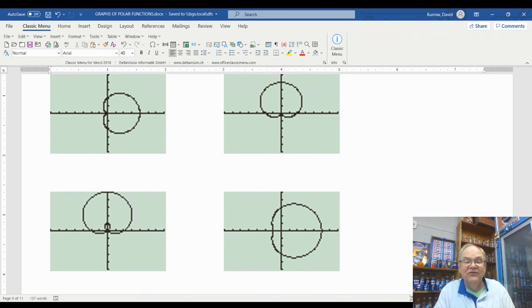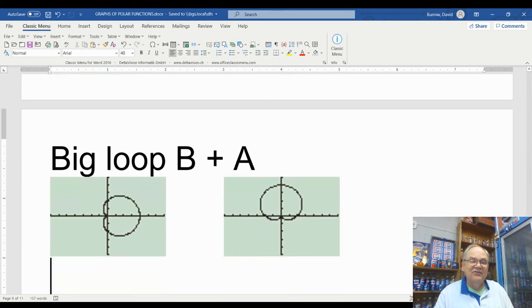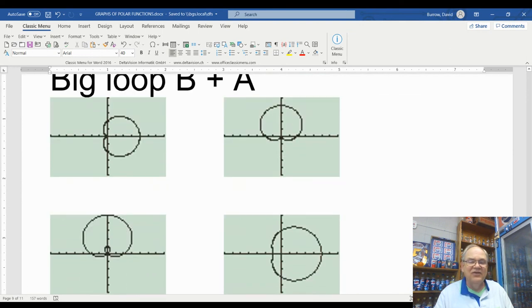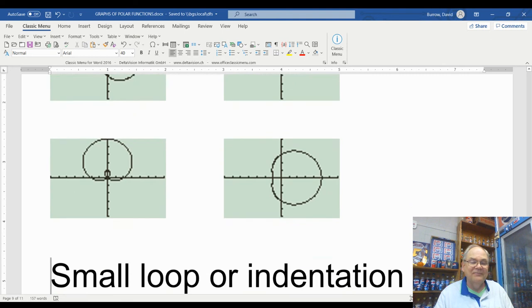Now, on the other two, I have ones where they go out to 5 if you count them. The first one happens to be the equation 2 plus 3 sine theta, and the bottom right happens to be 3 plus 2 cosine theta. But both of those, you add up to 5, and that's why they go out as far as 5. So the big loop, you always just add the two numbers. I kind of purposely put it in the order b plus a, and we'll talk about that when we get to the other possibility on these.